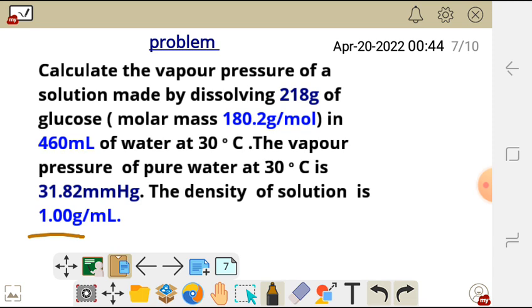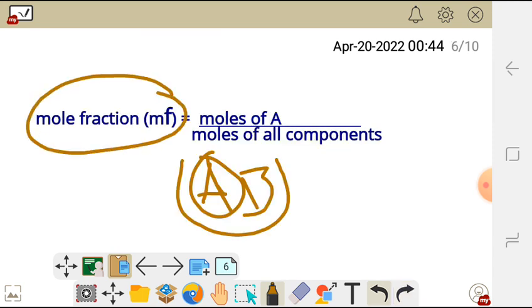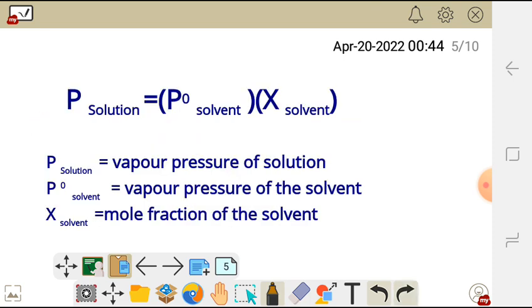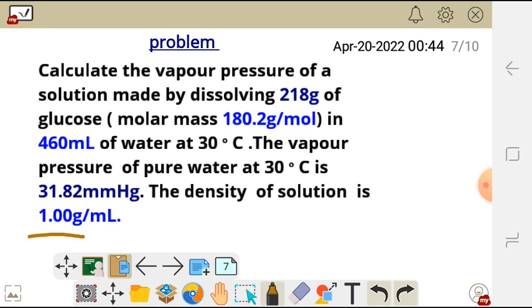Okay, so let's calculate the vapor pressure. To calculate the vapor pressure, we first need the mole fraction. After finding the mole fraction, we are going to substitute into this formula, which is mole fraction multiplied by the vapor pressure of the solvent. In this question, our solvent is water, and the vapor pressure of water has been given to be 31.82 millimeters of mercury. So what is the vapor pressure of this solution?